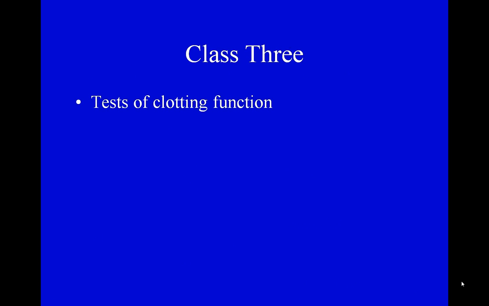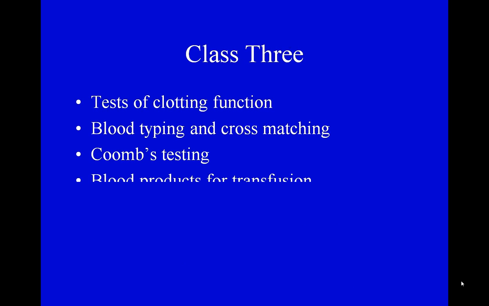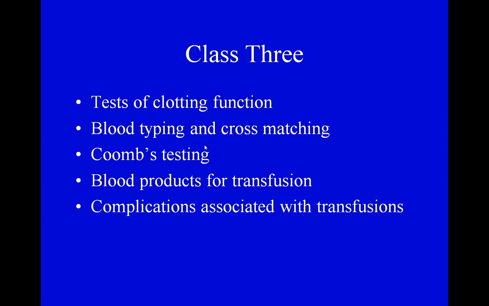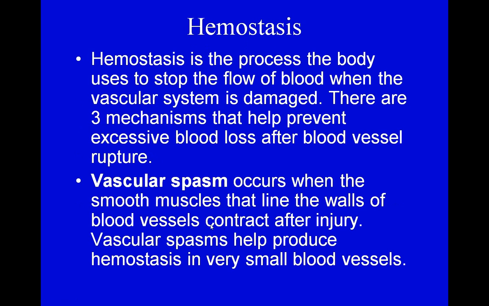Okay, class 3, what's our topic? We're going to be looking at these things. We're going to look at some tests that evaluate a patient's ability to stop bleeding. We're going to look at some tests that involve blood typing and cross-matching, and I bet most of you have heard those terms. If you watch medical shows, you've heard those terms. We'll look at a test called Coombs testing, and we have direct Coombs and indirect Coombs. We'll look at a few of the blood products that are used for transfusion and where we get them. And just a real quick mention of the complications that could happen when you have a blood transfusion.